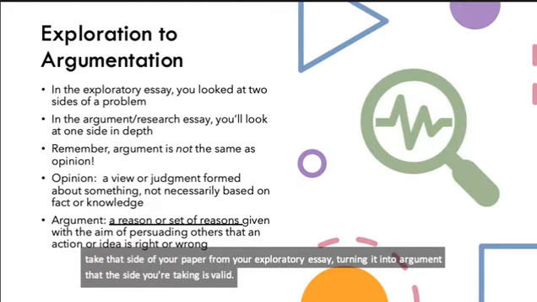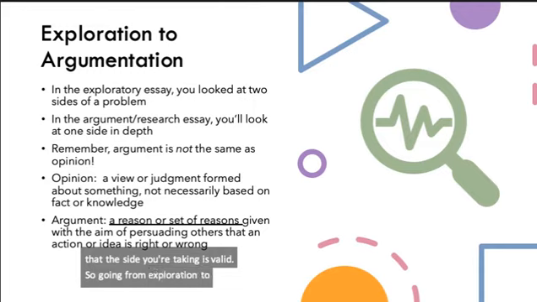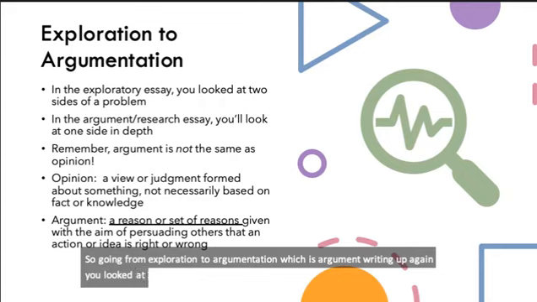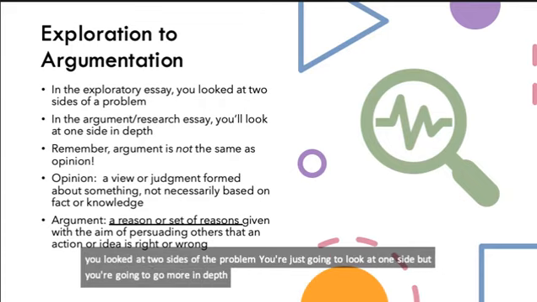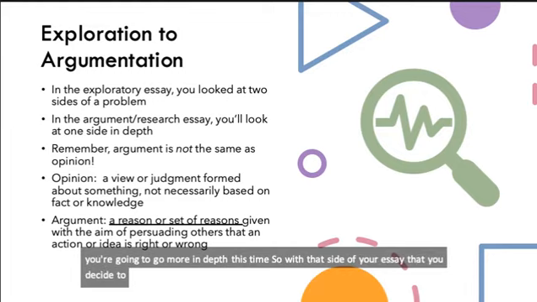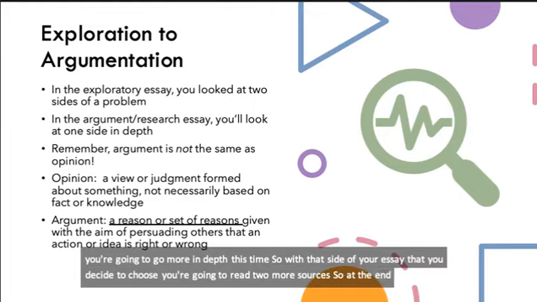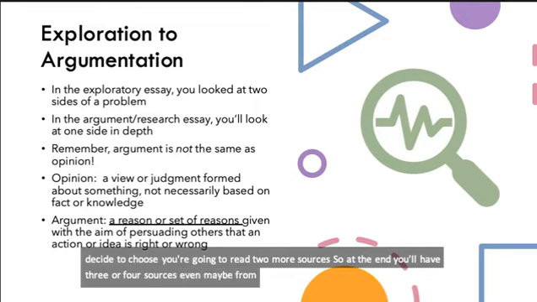So going from exploration to argumentation, which is argument writing. Again, you looked at two sides of the problem. You're just going to look at one side, but you're going to go more in depth this time. So with that side of your essay that you decide to choose, you're going to read two more sources. So at the end, you'll have 3 or 4 sources even maybe from your side of the argument. You'll still have that one side of the counter argument.